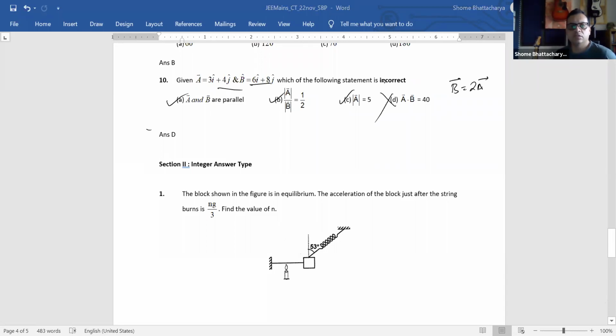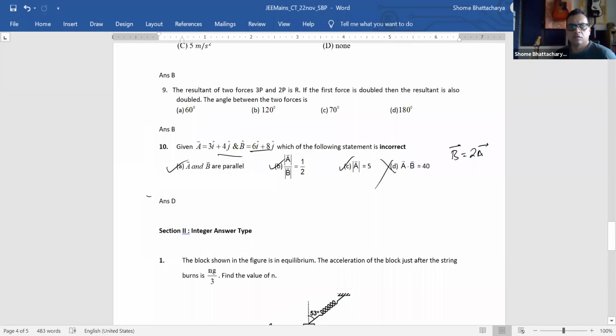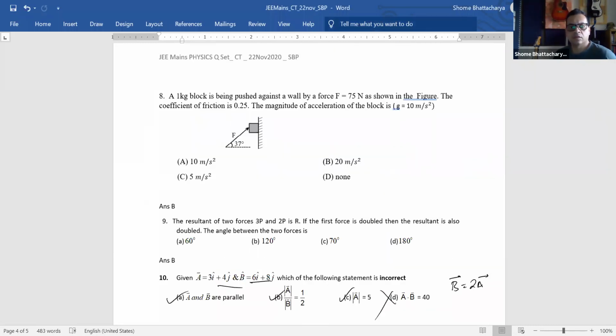Acha, Jenny, you have a doubt in the 8th question. Okay, I'll come back to that. Okay, so in the 8th question, what we do is we make the free body diagram. Yeah, Vinith, I'm coming back to integer questions. Okay, let me just clear the 8th question.